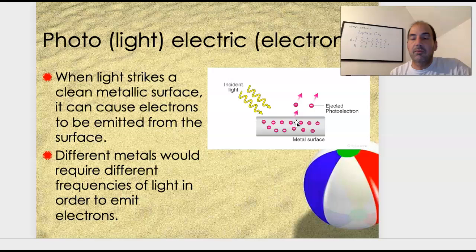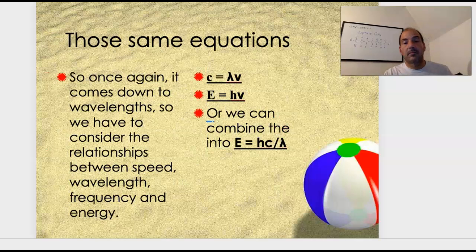And because of that, there's going to be a specific amount of energy related with this process because it takes energy to remove an electron. We've talked about ionization energy already. So this ties into that idea there. And obviously different metals would require different frequencies of light in order to emit them because they have different ionization energies and frequency relates to energy. So we're back to those equations again.